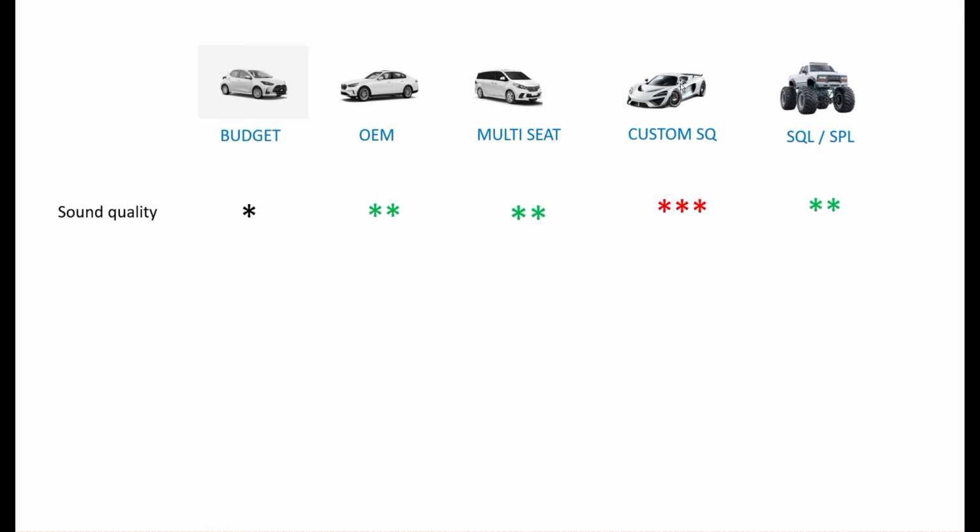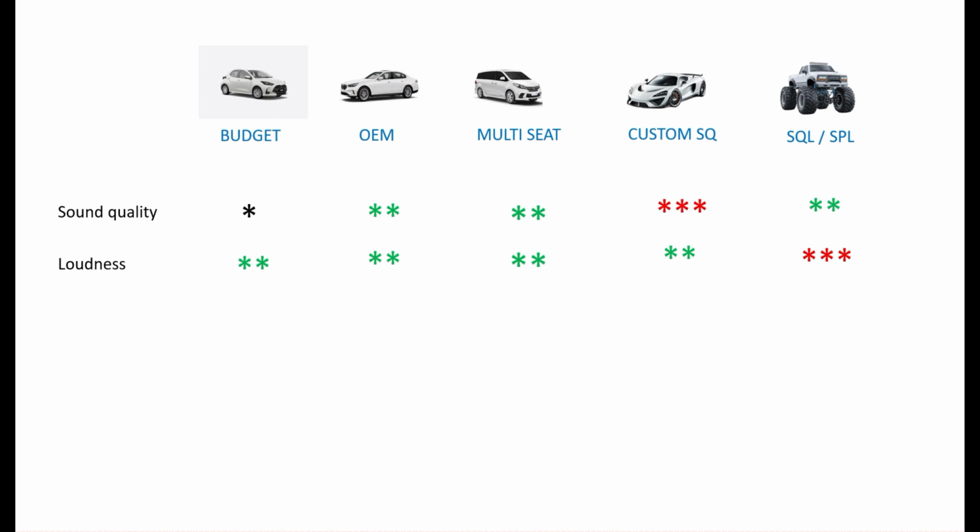But it doesn't mean that OEM or multi-seat or an SQL build can't sound good. They will, but maybe not as good as the ultimate sound experience that you'll get from a custom SQ build. And I'm generalizing here, but budget builds are probably not going to sound as good as some other ones, like an OEM or a multi-seat, where you've spent a little bit more money on equipment selection and install quality and all of that type of stuff. Not to say a budget build can't sound good, but realistically, they're going to be in different sound quality tiers, right? Driven by the quality of the system.